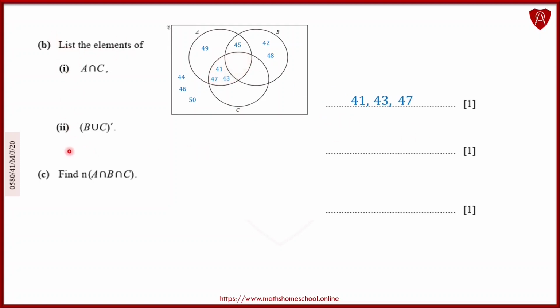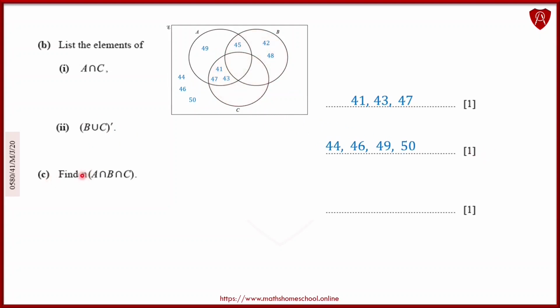List the elements of B union C complement. Don't miss that little symbol. It means once we get B union C, the shaded region, we need to look outside. Complement means look outside the shaded region. And we find these four numbers outside the shaded region.